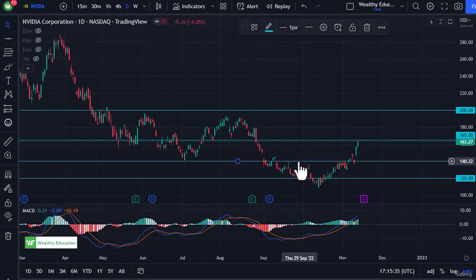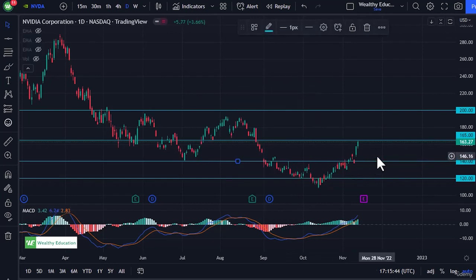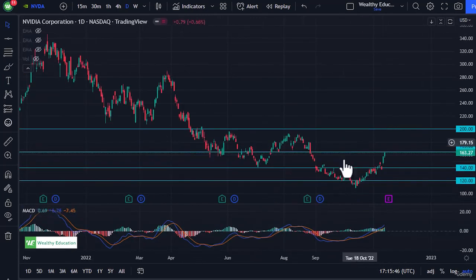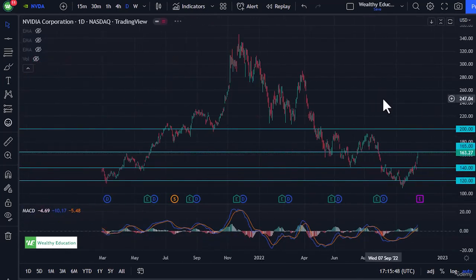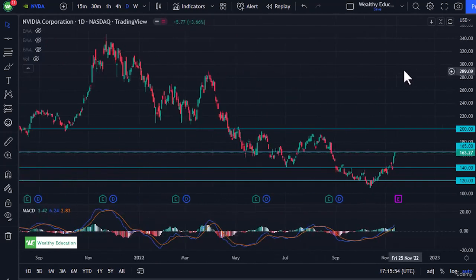Or on the daily chart, you can also see that this area right around 140 has mattered. The trick is to find areas that have been important multiple times. Because if you start laying out weekly, daily, hourly, etc., you end up having so many lines on the chart you can't do anything. But you can see 140 has mattered back here as well.